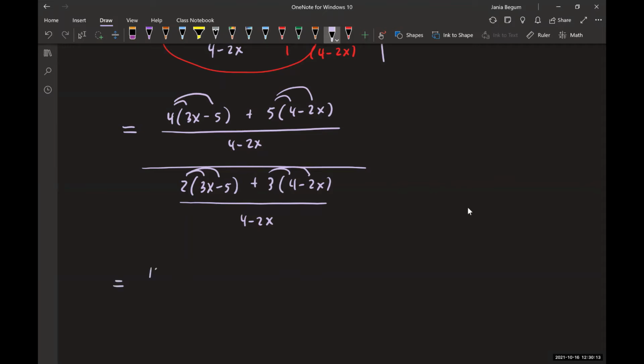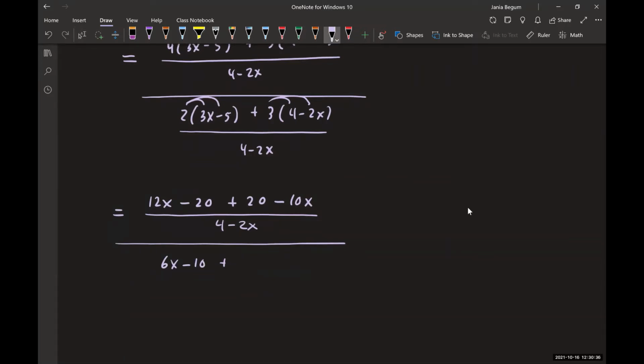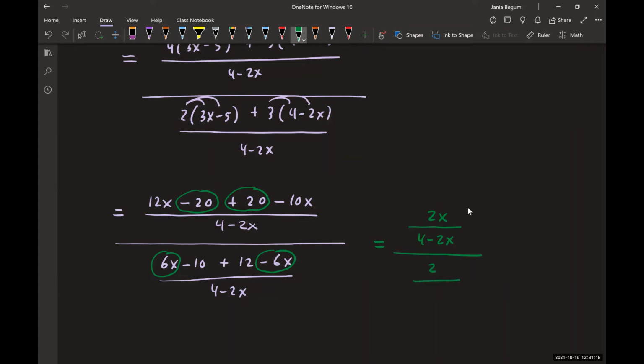So what do we have on top? We have 12x minus 20, and for the second one, we have 20 minus 10x, all over the denominator, 4 minus 2x. Now on the bottom, we get 6x minus 10 plus 12 minus 6x, all over 4 minus 2x. And here a lot of things will cancel. The 20s cancel out. So 12x and negative 10x, that's just 2x, all over the denominator, 4 minus 2x. Over, now on the bottom, 6x and negative 6x cancel out. So you have negative 10 and 12, that will be just 2 over 4 minus 2x.